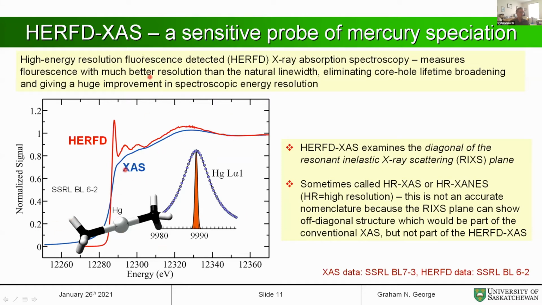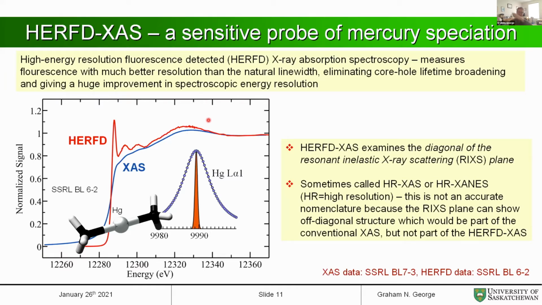This is dimethyl mercury. And what we're doing is we're measuring the X-ray fluorescence with a resolution that's much greater than the natural line width. And we're just measuring a narrow band, in this case of the mercury L-alpha 1 peak, and we're following that and plotting the fluorescence, the excitation spectrum effectively, and that's the HERFD. It stands for high energy resolution fluorescence detection X-ray absorption spectroscopy. Some people call it high resolution XAS or high resolution XANES. I personally don't like that nomenclature because it's not quite the same thing.